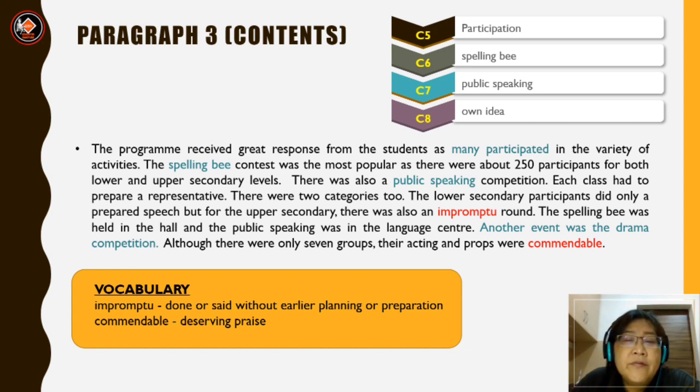The program received great response from the students as many participated in the variety of activities. The spelling bee contest was the most popular as there were about 250 participants for both lower and upper secondary levels. There was also a public speaking competition. Each class had to prepare a representative. There were two categories too. The lower secondary participant did only a prepared speech, but for the upper secondary, there was also an impromptu round.